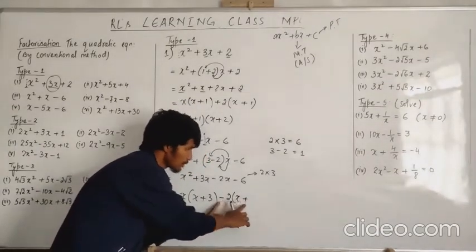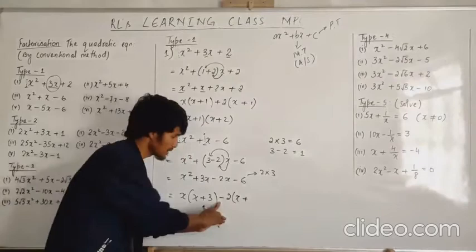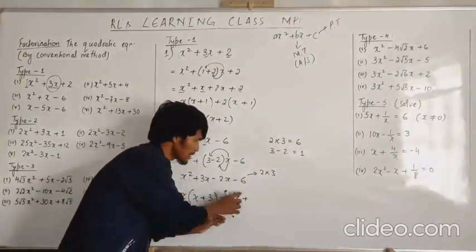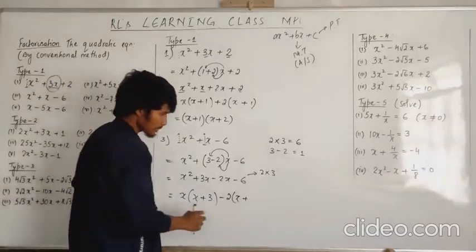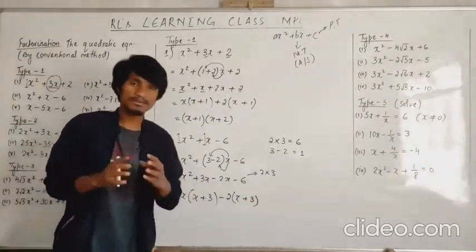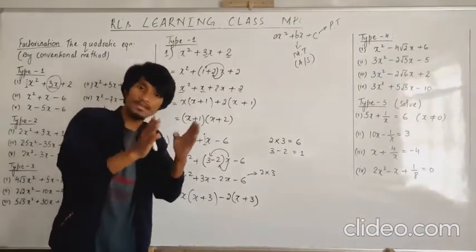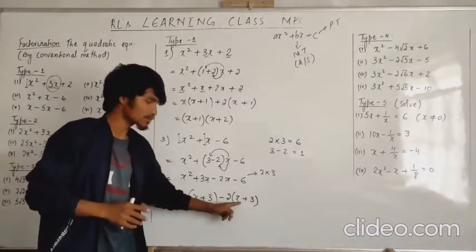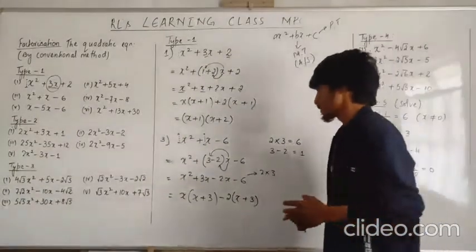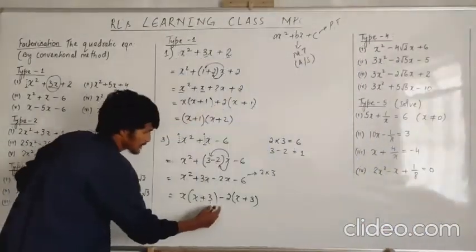Because minus into plus is equal to minus. I can do this. Minus into minus is equal to plus. What is here? 3. Then I put here 3. Then I told you inside the bracket the number should always be the same. Then x plus 3 and here also x plus 3. Understand? If it is the same, then it is correct.